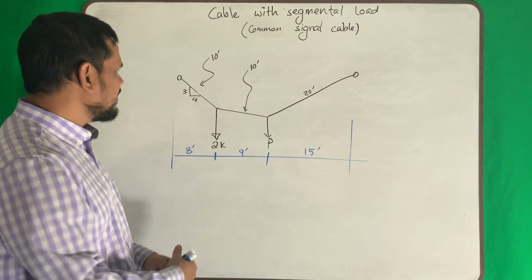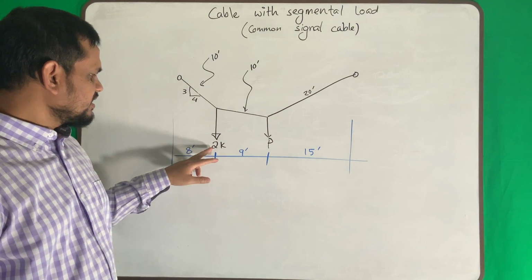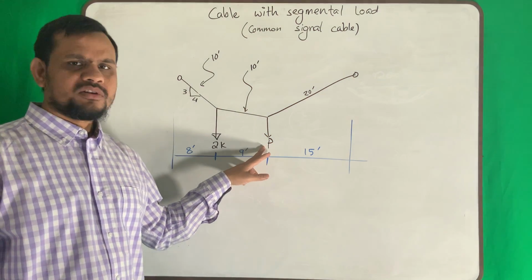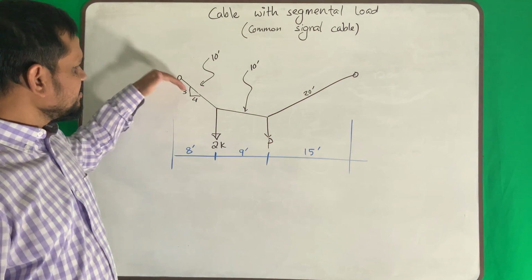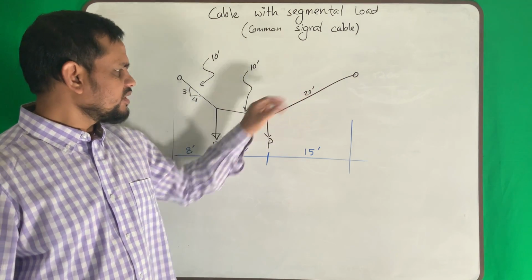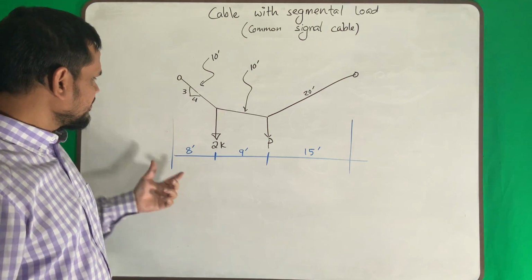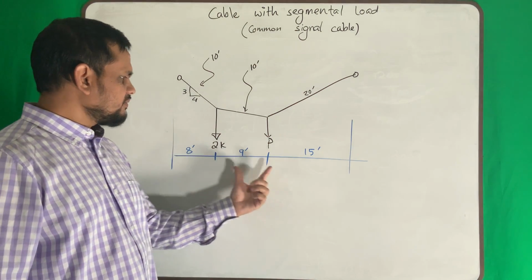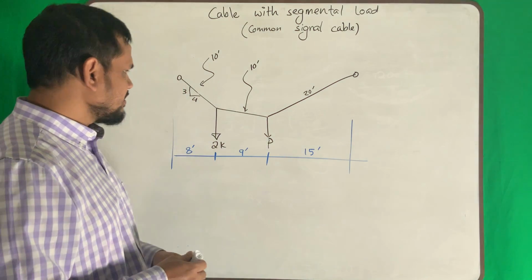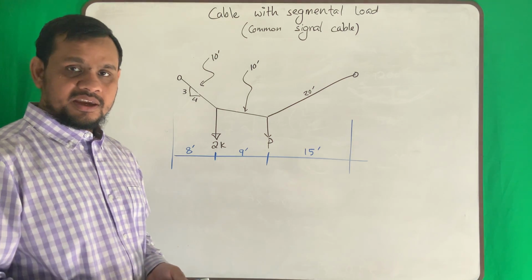You can see the support here. There is a light here. Its weight is 2 kg. There's another light here. We do not know the load, but the shape is like this. This is 10 feet. This one is 10 feet. This cable is 20 feet. And the slope here we measured roughly is 3 by 4. This portion 8 feet, 9 feet, 15 feet. I just wrote whatever came to my mind. So if this is the case, how do we solve this cable?